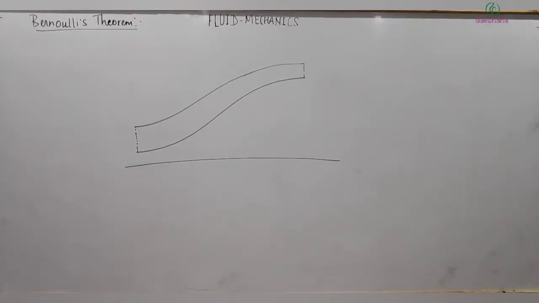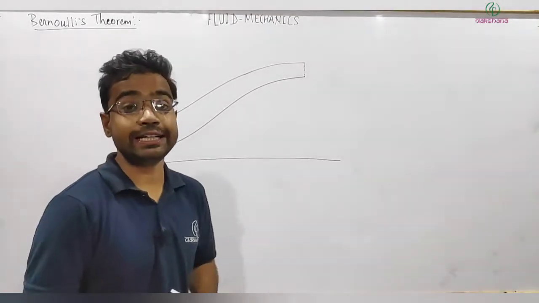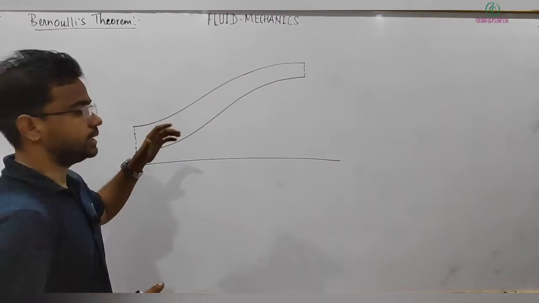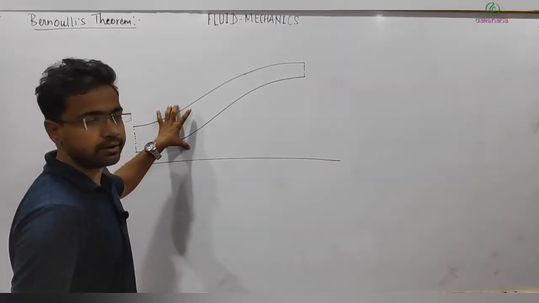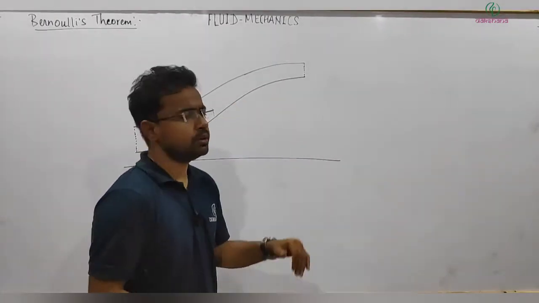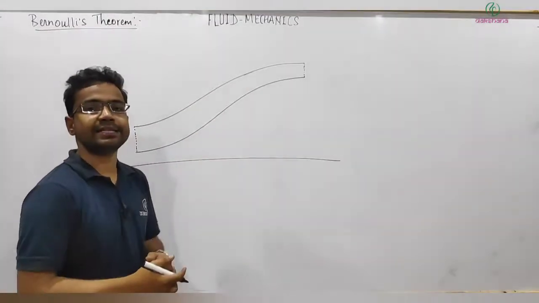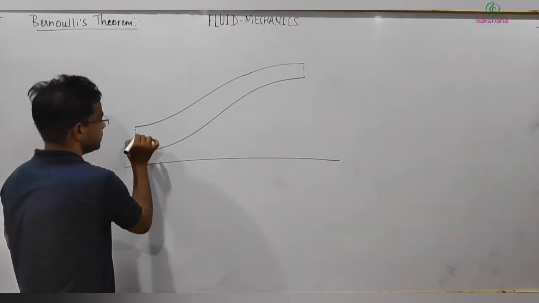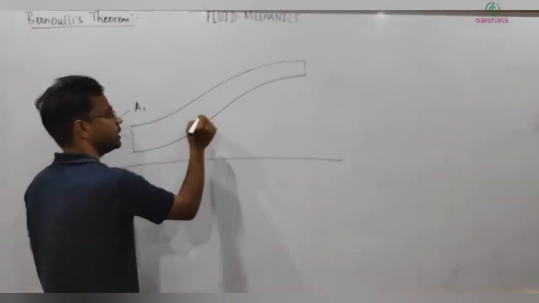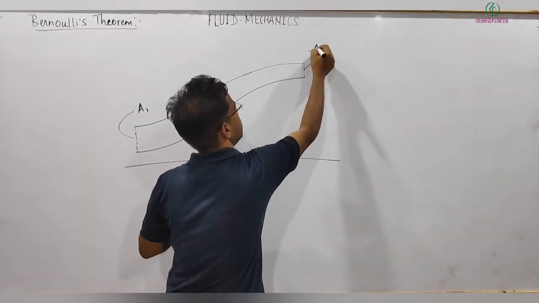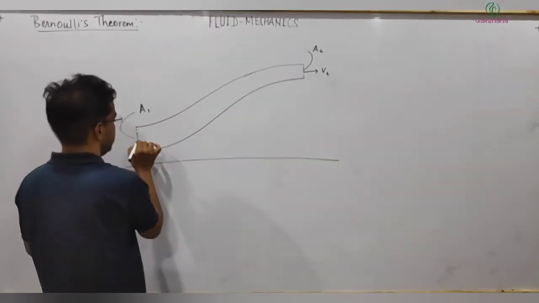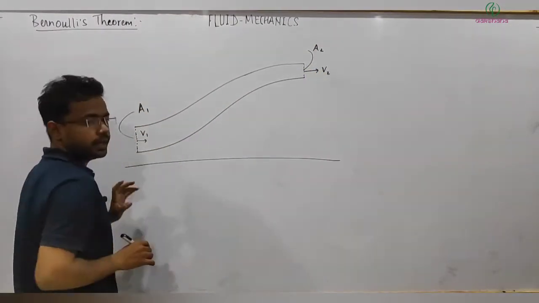Okay, next is Bernoulli's Theorem. It basically relates the energy of fluid. Let me define it. First, let's consider a pipe. We have a pipe. I am considering a non-uniform cross section, and let's say the area of cross section at this point is A1 and at this point it's A2. The velocity of fluid flow here is V1 and here it's V2, right?